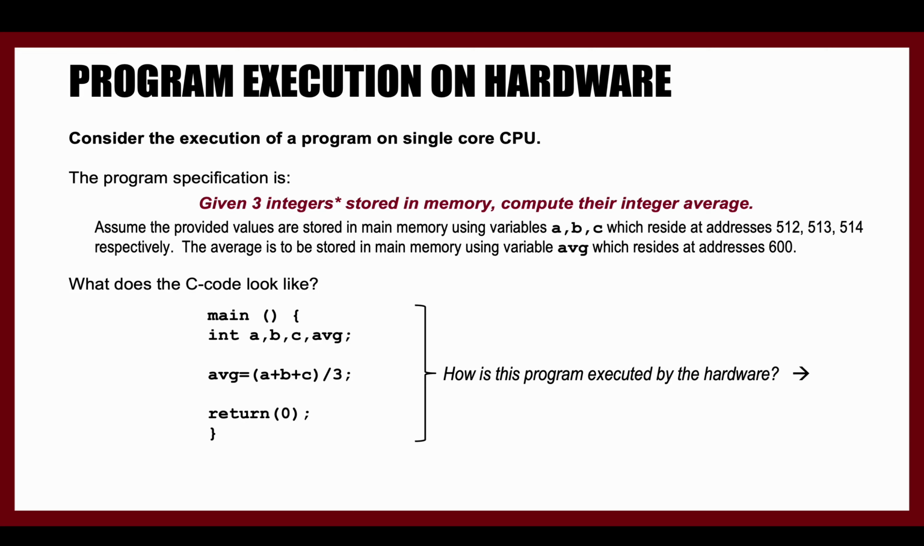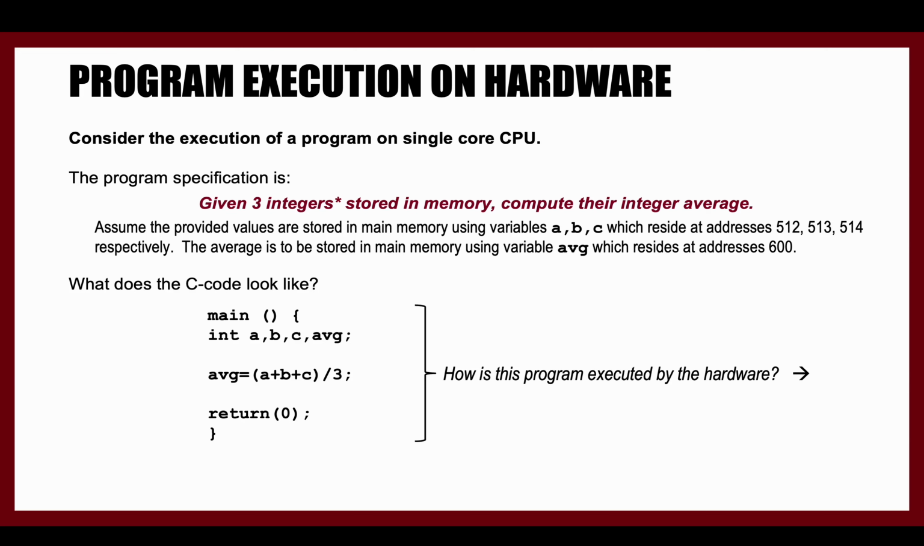Third one is the operand fetch. The CPU, knowing that it needs to calculate the average, fetches the values a, b, and c from memory addresses 512, 513, and 514 respectively. Execute. The CPU calculates the sum of a, b, and c and then divides the result by 3 to compute their average. This operation is done internally within the CPU's arithmetic logic unit, the ALU.